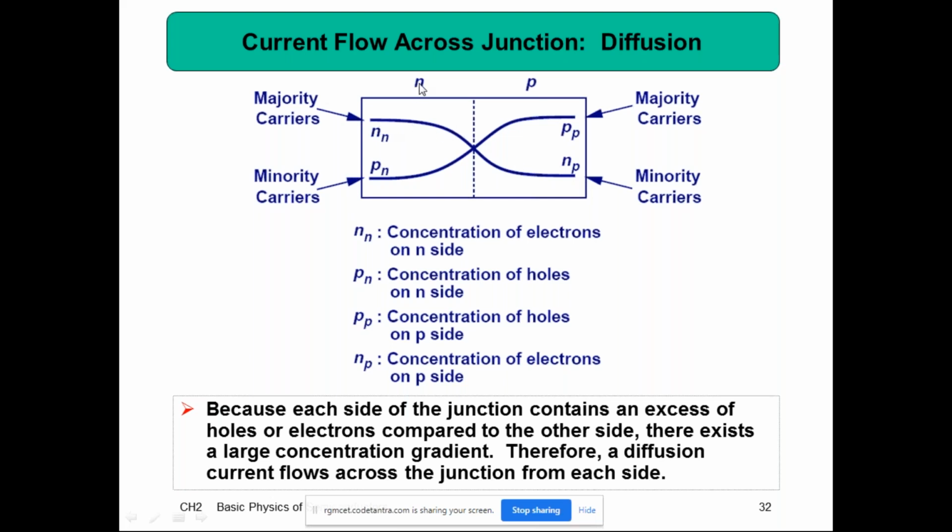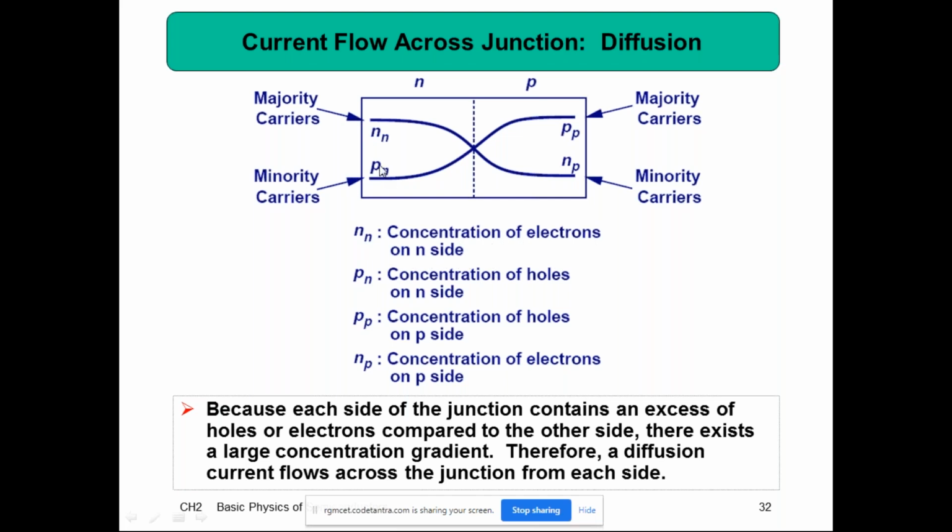Okay, this is the N-type semiconductor, this is P-type semiconductor. These are the majority carriers. Small n indicates electrons and the suffix n indicates the material. What type of material? N-type. Electron concentration in N side. Observe here, Nn: concentration of electrons on N side.